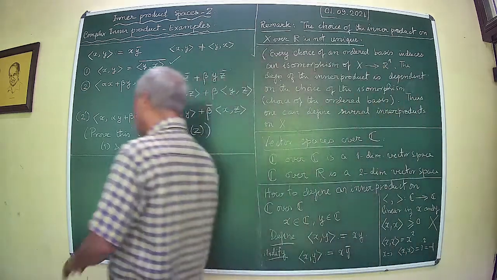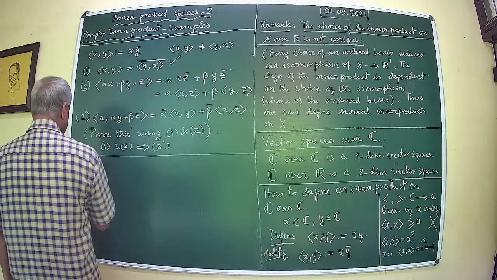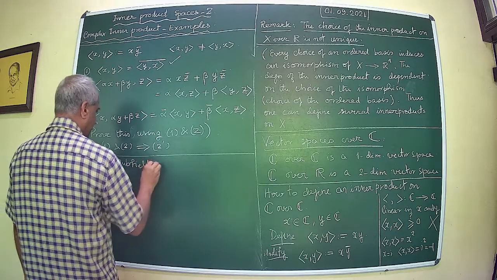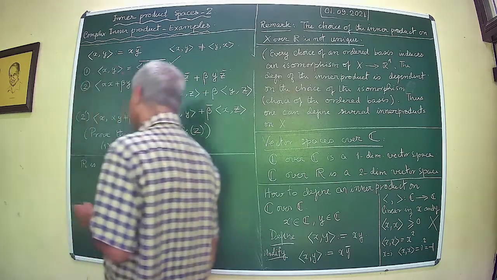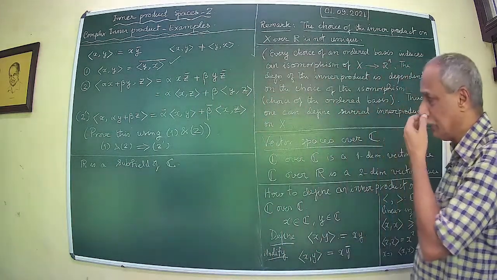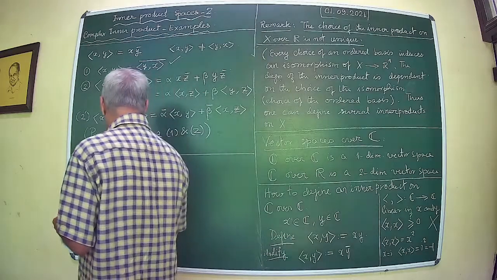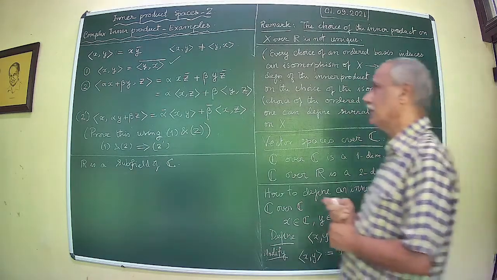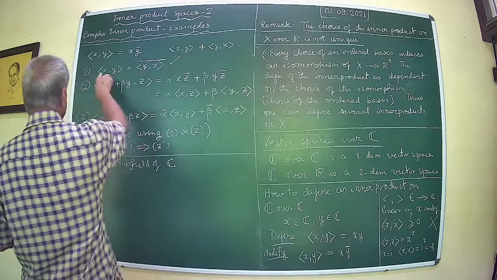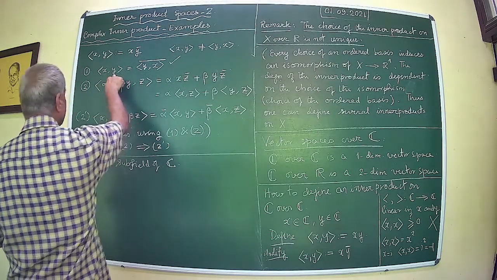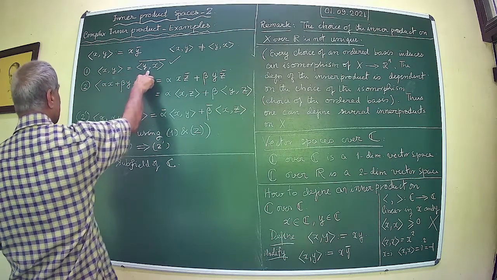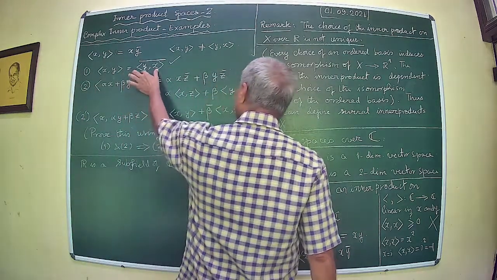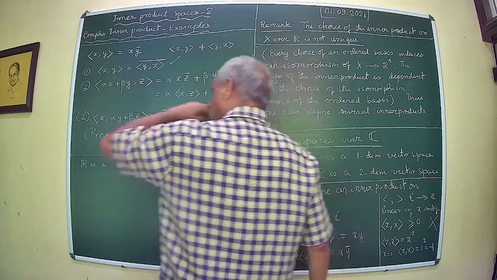So what is that? See, R is a subfield of C. Therefore, we would like to see whether whatever we have been doing is valid for R. Now you see that when x and y are real, this will give you a complex number, but the complex conjugation, because it's a real number, is itself, therefore 1 implies 1.